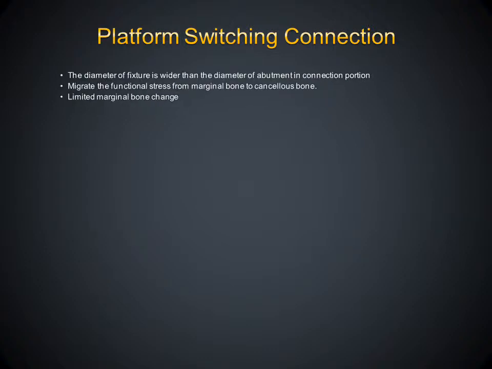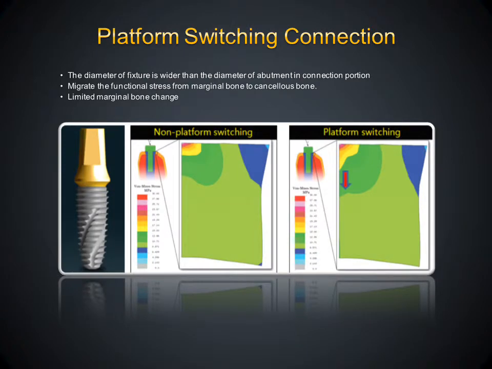INNO Implant System's abutment fixture connection design is platform switching, in which the diameter of the fixture is wider than the diameter of the abutment in the connection portion. Platform switching design is reported to migrate the functional stress from marginal bone to cancellous bone. As a result, the marginal bone could be maintained without bone loss.